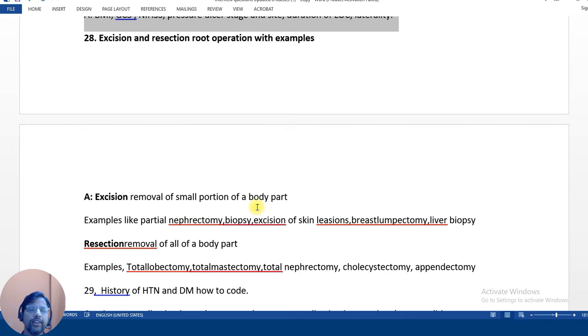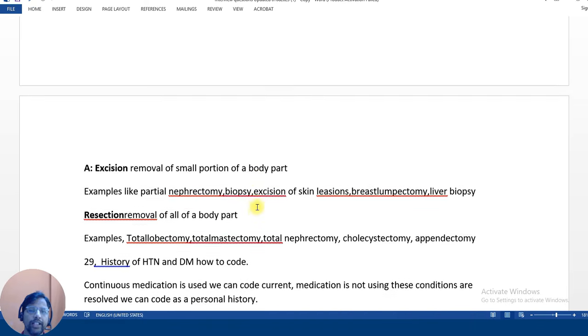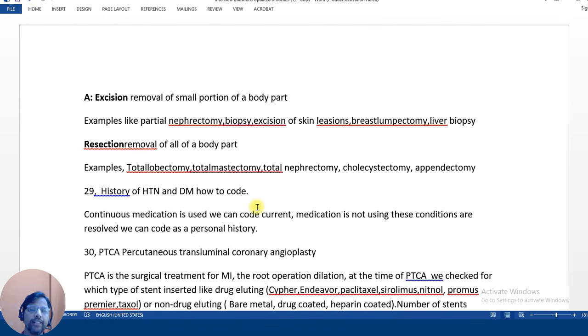So tell me excision and resection root operations with a few examples. Okay. So excision means removing a small portion of the body part, like a biopsy. So excision of skin lesions, breast lumpectomy and liver biopsy. Here the physician will remove part of the anatomical organ. The physician will not remove the complete organ.